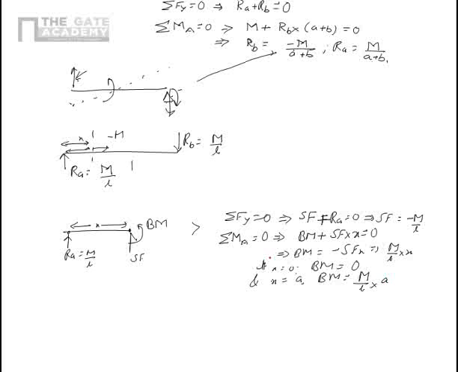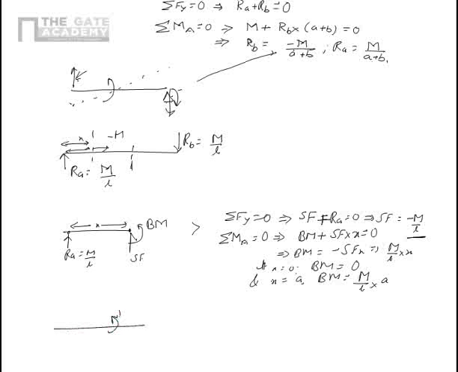Now please see this equation carefully. SF is a constant entity, it is minus M upon L till X is less than or equal to A, which is the point of application of the moment. Now if we have to draw the bending moment diagram for the other half, which is beyond the point of application of the moment, what we do is we take a cut section which is beyond this point. We take a cut section here.